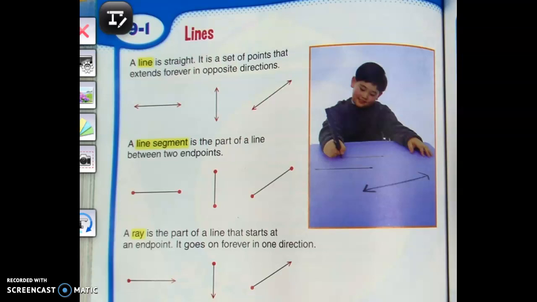So at the top it says that a line is straight. It is a set of points that extends forever in opposite directions. So a line is straight and it extends forever. You have to remember those two things. A line is straight and it extends forever.